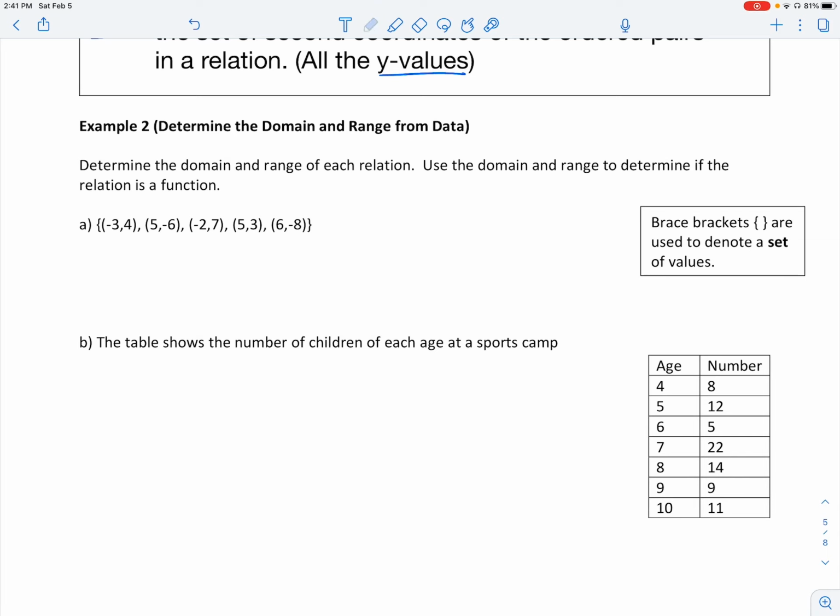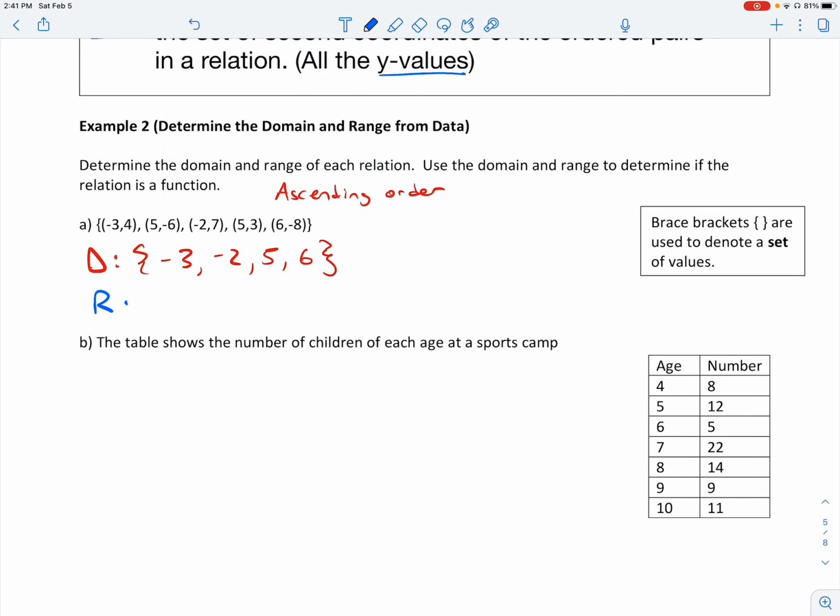I want to write out the domain. So for the domain, I draw that curly bracket, and then I'm just going to list all the x values in ascending order. It's very important that we follow that. So we're going from smallest to largest. We'll do -3, then -2, and then we got 5 twice. So we only write it in once. We don't want to repeat the elements that are in the domain. And then 6 is our last one. So that is the domain.